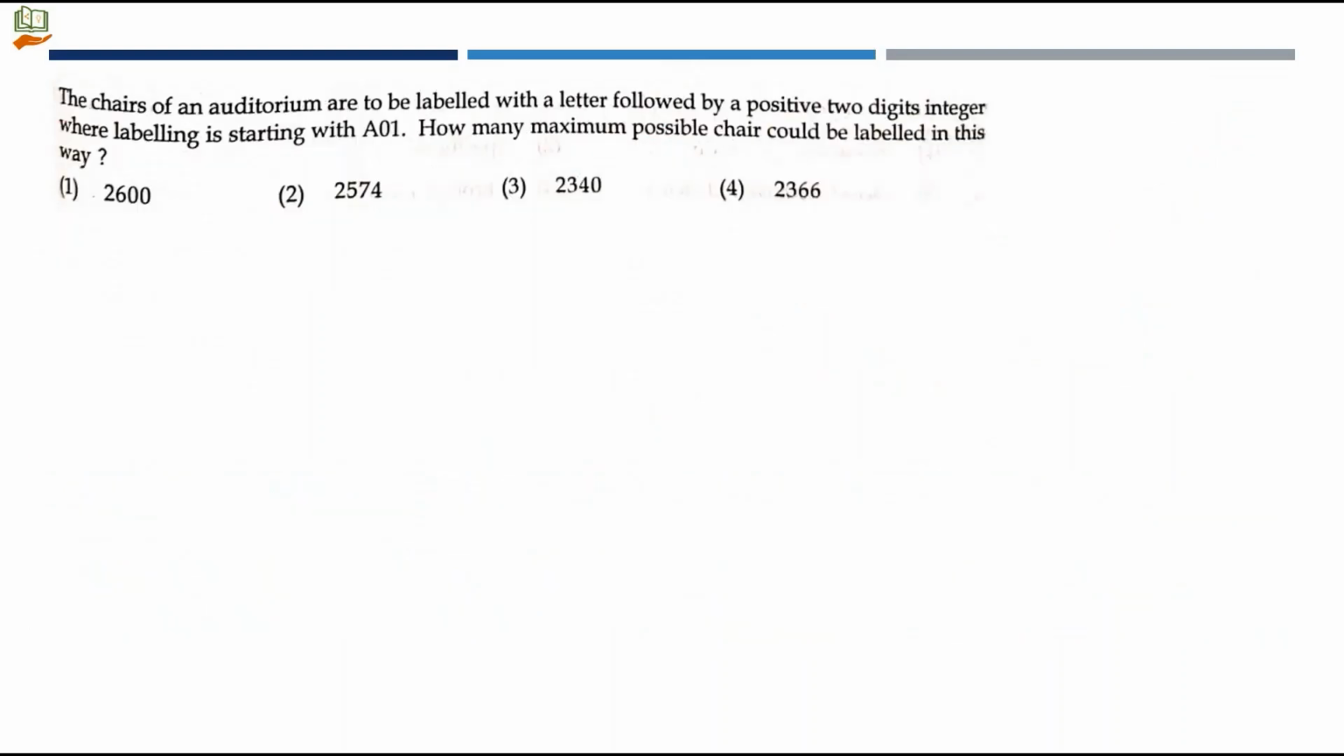Next question. The chairs of an auditorium are to be labeled with a letter followed by a positive 2 digit integer, where labeling is starting with A01. How many maximum possible chairs could be labeled in this way? This question can be answered using the product rule.